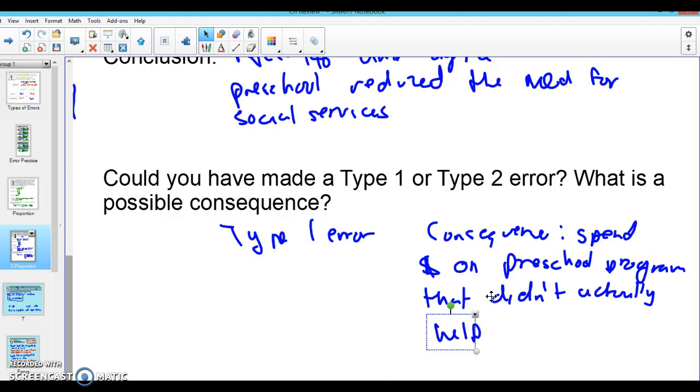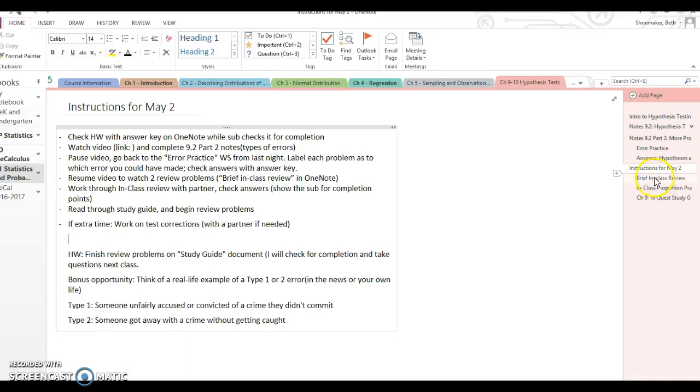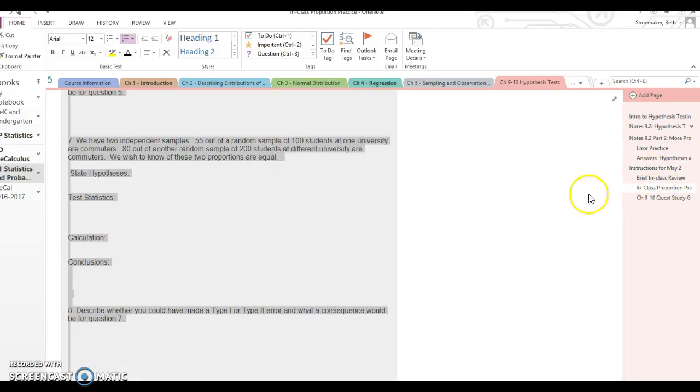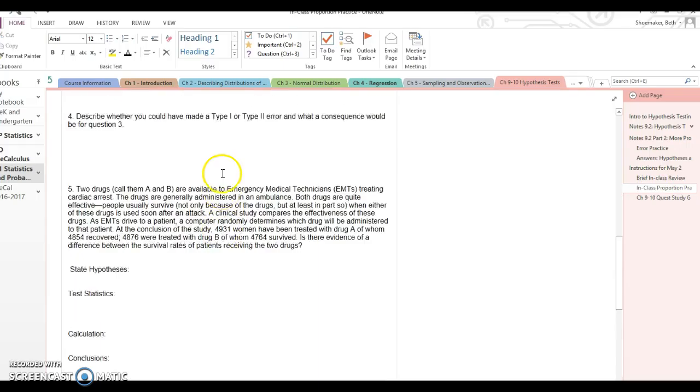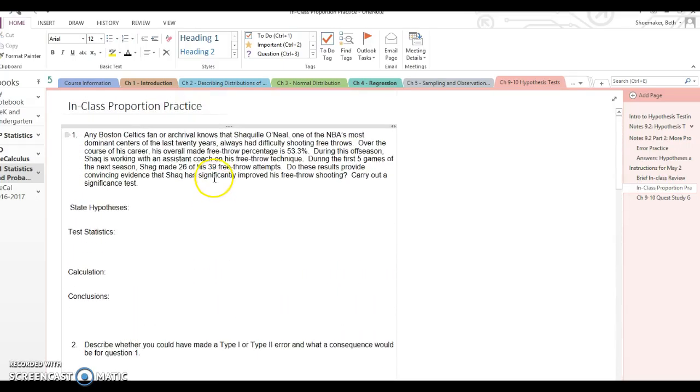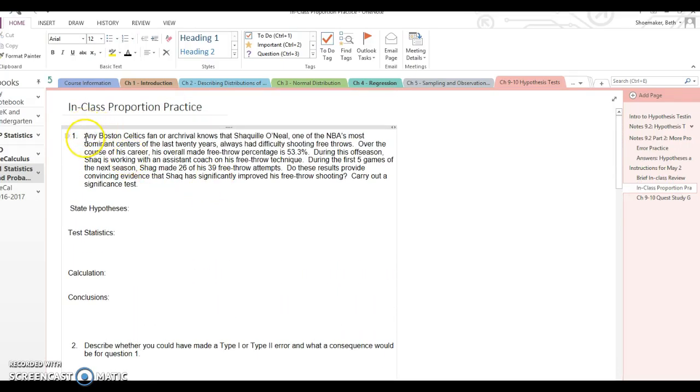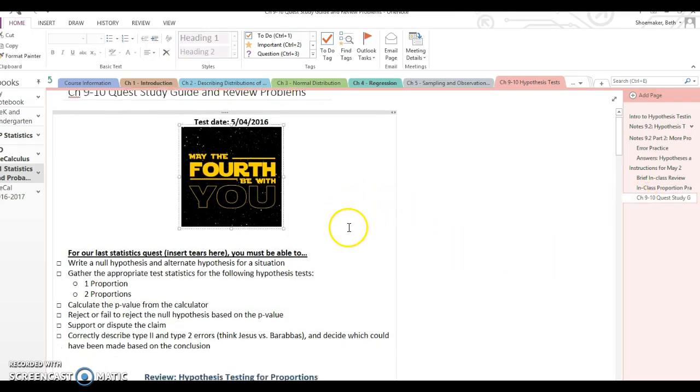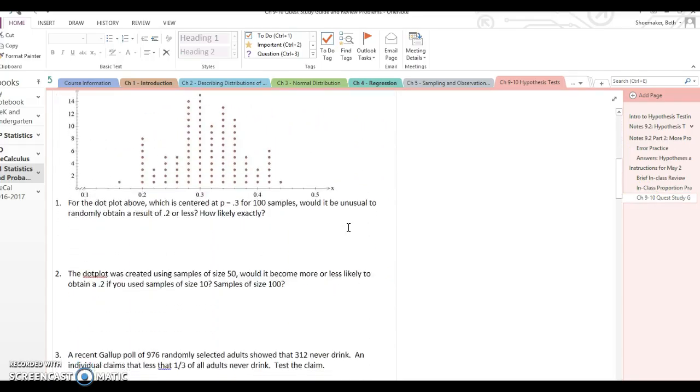Okay, what I'm going to ask you to do now, once you're finished, find somebody that's at about the same point as you are, and take a look on OneNote at the in-class proportion practice. See if you can complete that with them. Compare notes, and I will try and get an answer key up there as soon as I can. And then when you finish that, read over the study guide for our last statistics test.